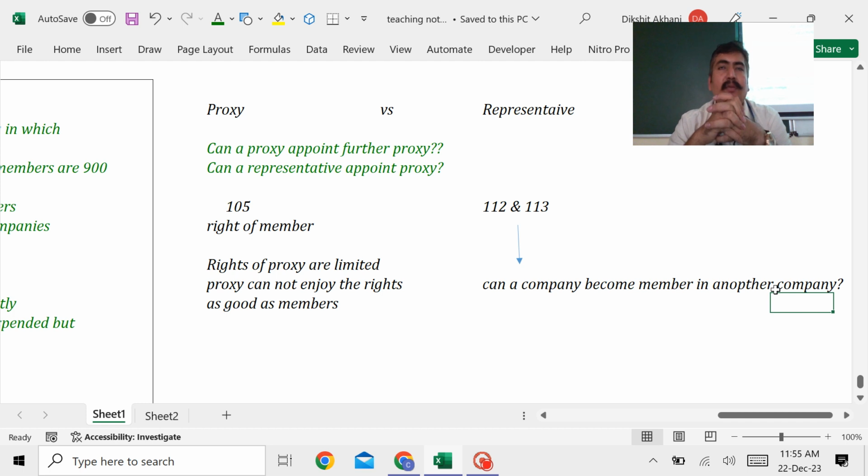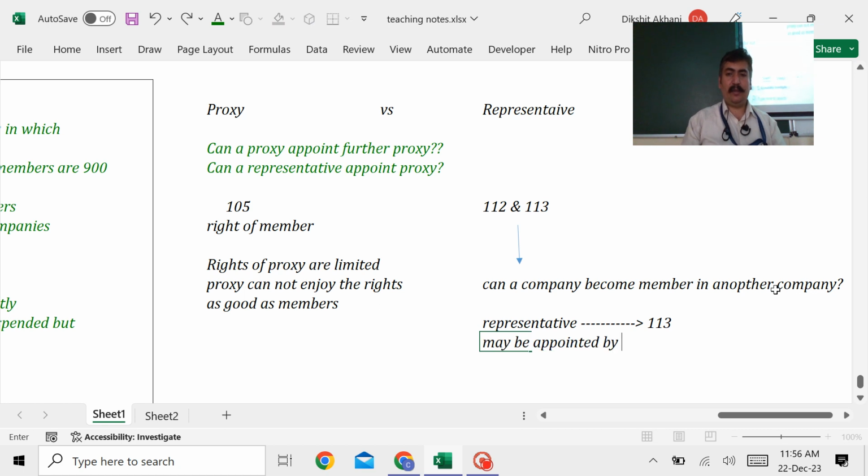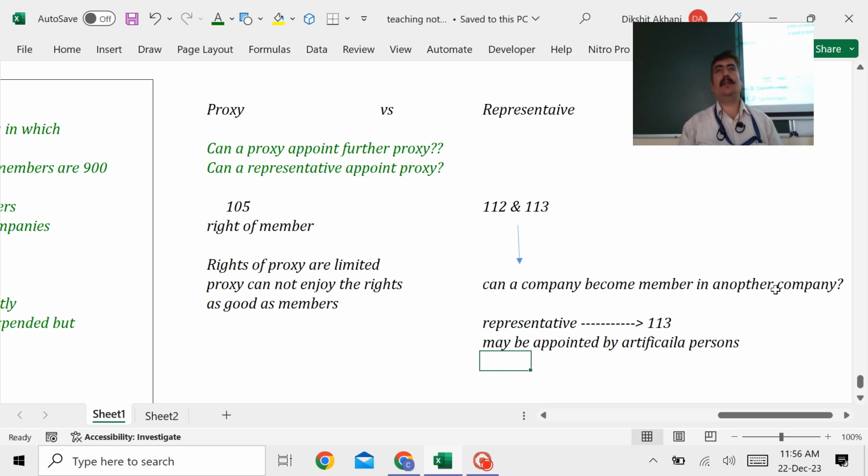And that is why section 113 is introduced, which says that such artificial persons, whether I talk about Christ University, trusts, companies, corporations, body corporates, all of these are allowed the facility under section 113 to appoint a representative. What do they have to appoint here? A representative. Are you getting my point? So a representative, as far as section 113 is concerned, may be appointed by artificial persons. Got the point?